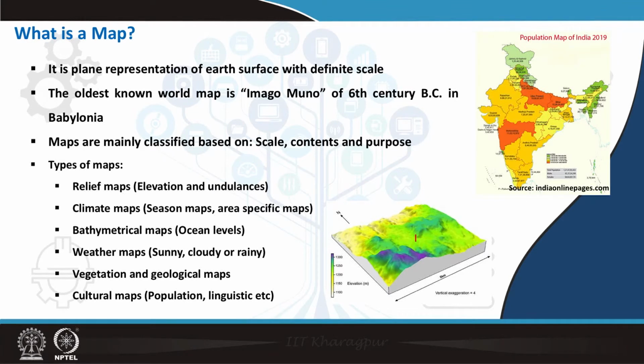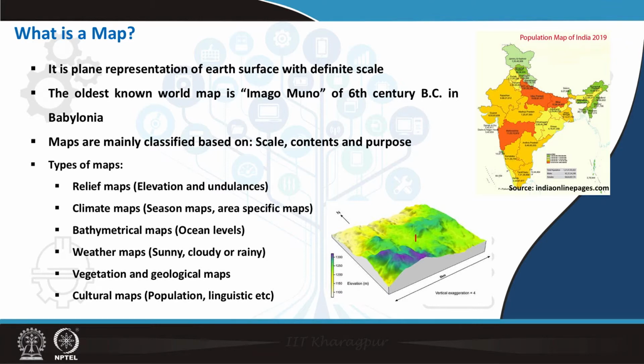For example, relief maps are in terms of elevation and undulations in a particular region. Then you have climatic maps, based on season and area, which are very specific. And bathymetric maps for ocean levels. Then you have weather maps like sunny, cloudy or rainy; most of you probably have an Android phone, so you keep looking at it when you start from your home to your offices or to your schools and colleges. Then you have vegetation and geological maps representing different aspects of the earth's surface, the vegetation or the geology of the earth's surface.